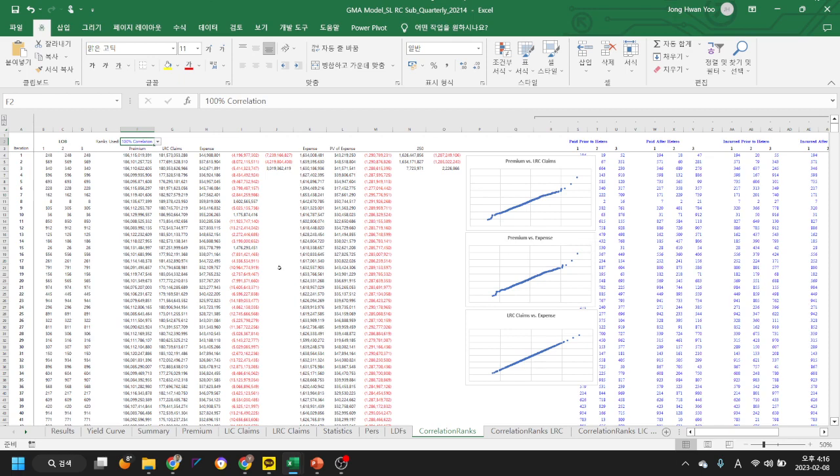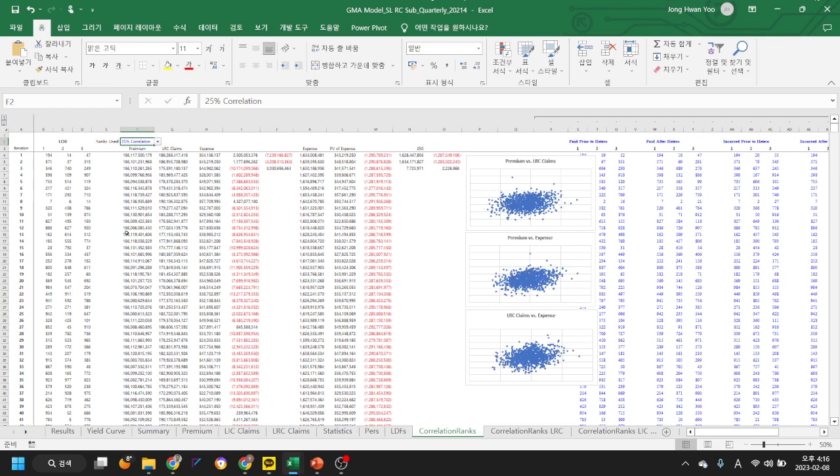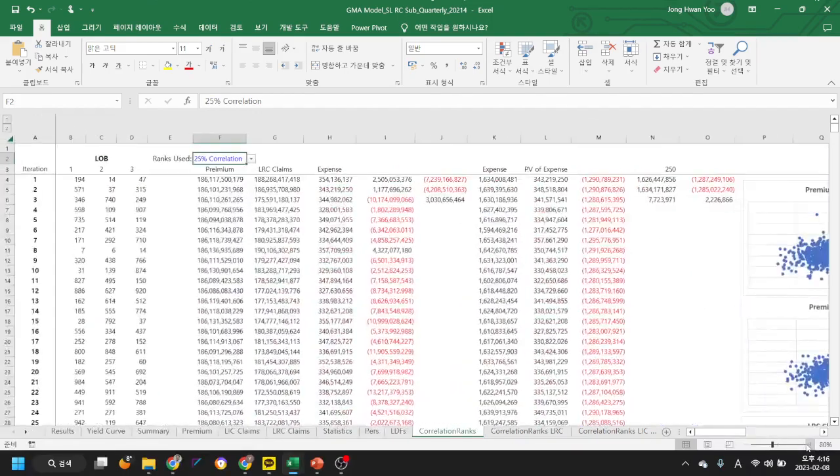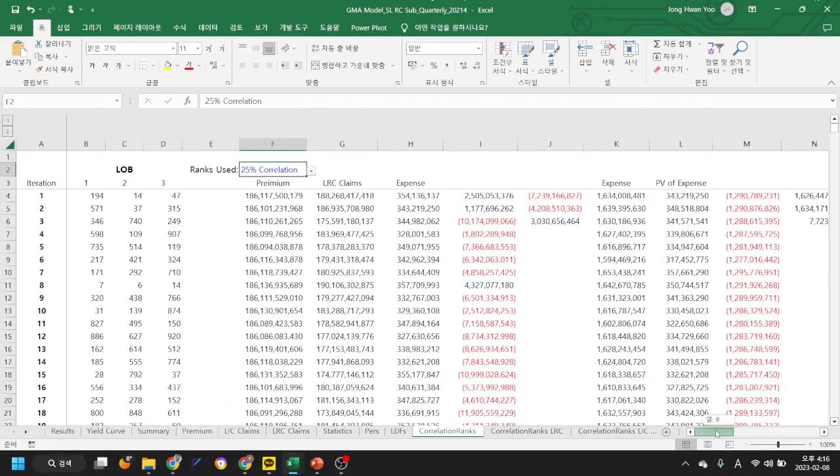Yeah, something like this, right? But I assume a 25% correlation coefficient. So once I reshuffle these ranks based on the like amount, out of those ranks, those cash flows are reshuffled as well, to satisfy the 25% correlation coefficient.